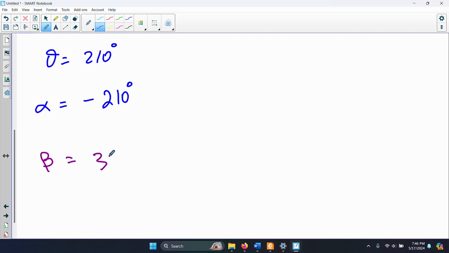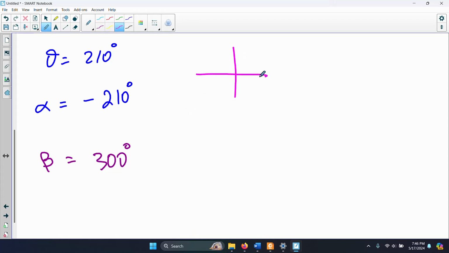So 300, that same old 300 we just used. So how would I find what the reference angles are for these, for alpha, theta, alpha, beta? You can visualize it. Eventually, you could just do it without a picture or without visualizing. It just comes with experience.